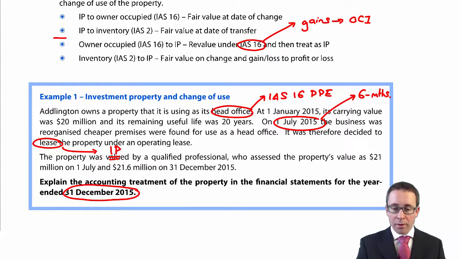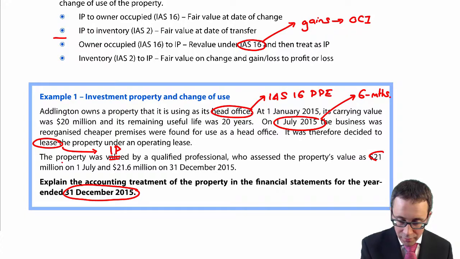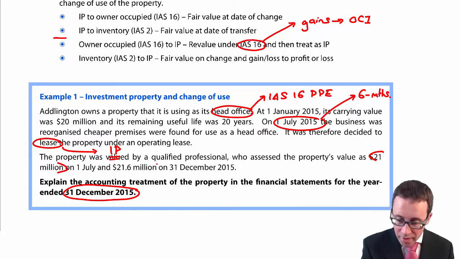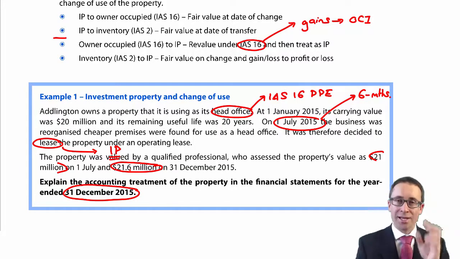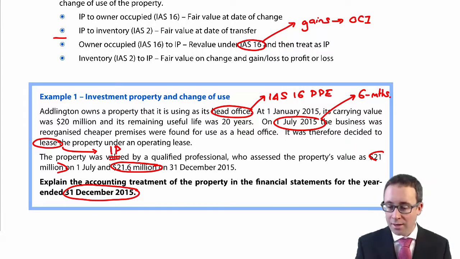What does that say? The property was valued by a qualified professional, which is what you need under IAS 16, to assess the property's value at 21 million on the 1st of July. So we'll need to treat that 21 million under IAS 16. And then at the year end, it has 21.6 million, isn't it? Okay. So there's an additional gain to the end of the year.